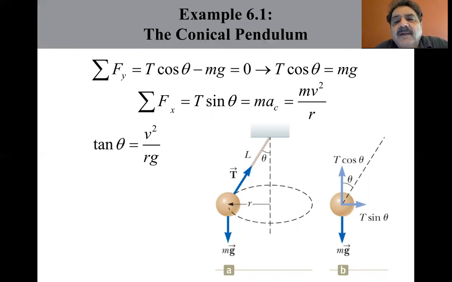So if we divide these two, the T cancels, so we have sine theta over cosine theta, which is tangent theta, and we have mv squared divided by r, divided by mg. So we end up with the m's cancel, and we just end up with v squared over rg. Okay.